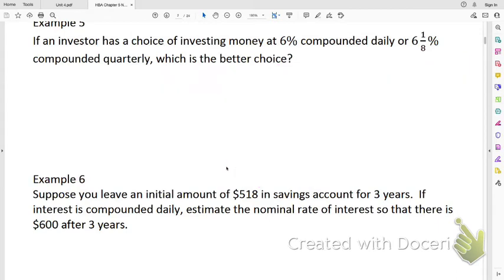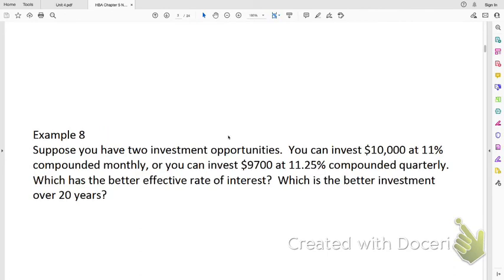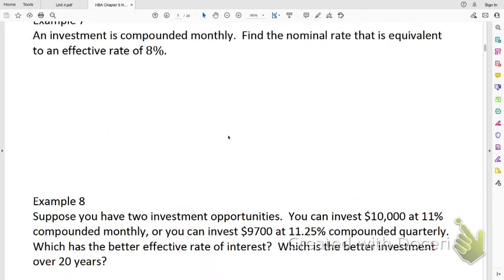All right, it says an investment is compounded monthly. Find the nominal rate that is equivalent to the effective rate of 8%. This time we're given the effective rate. Remember we did that translation between a nominal and an effective? You can do the reverse of that. That's just using the nominal command. So see if you can find that in your finance part. This time we're going to choose the nominal one. And remember when we did that, what went first in the parentheses?